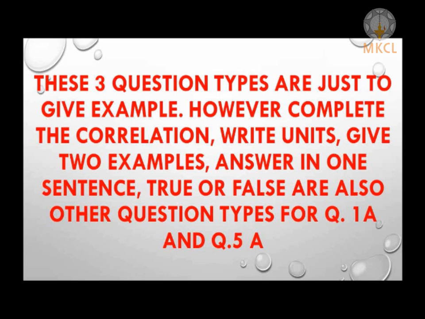oxygen by reactants. Sometimes you have to write down the names of. For example, write names of any 2 metals in liquid state. You know the correct answer is mercury, that is Hg, and gallium, that is Ga.